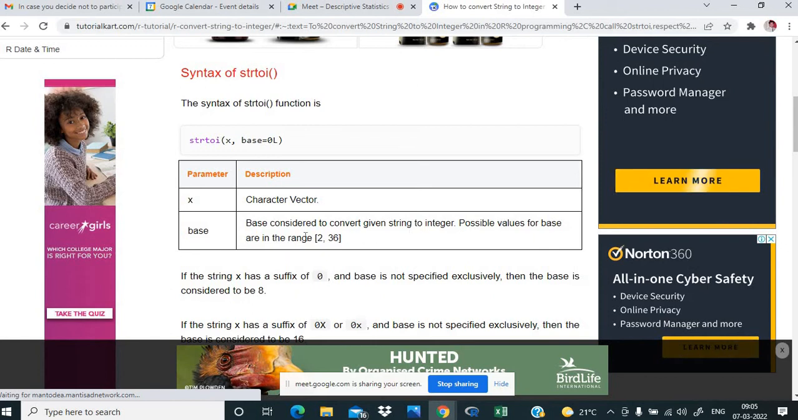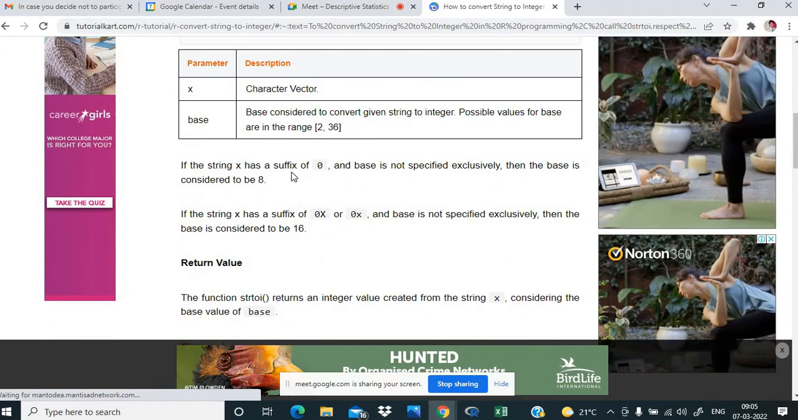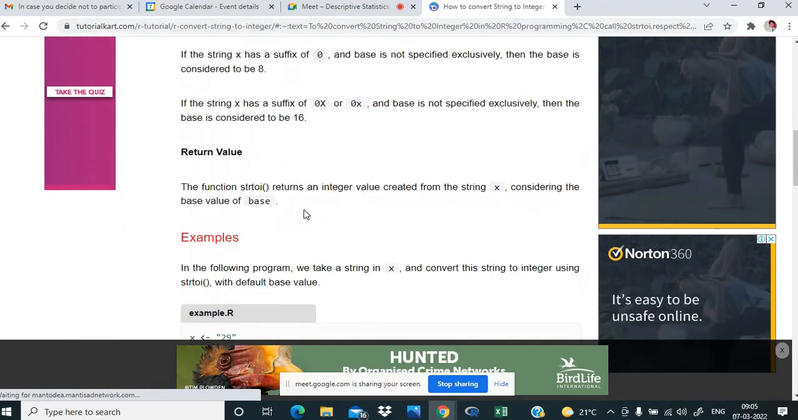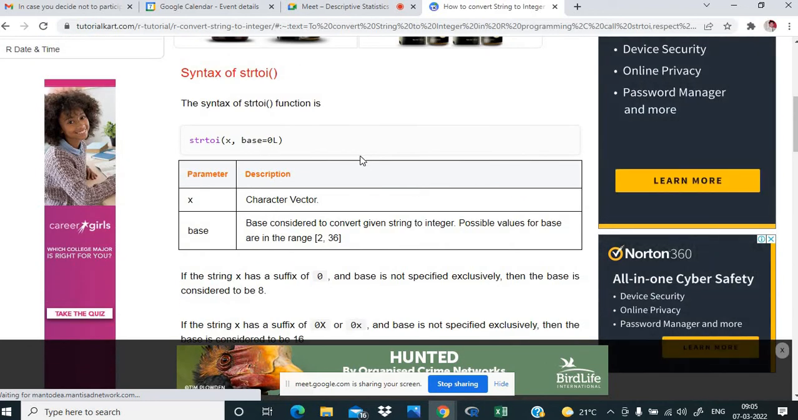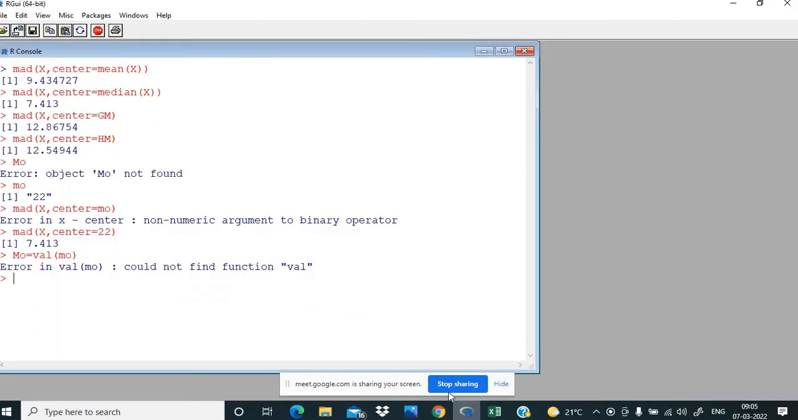Possible values for base are from the range 2 to 36. If string X has suffix 0, 16. Okay, let me see whether it works. Let me write it down: strtoi X. Let me see whether this works. strtoi, and then let me give the value m, small m0. Yes, now the colon has been deleted.